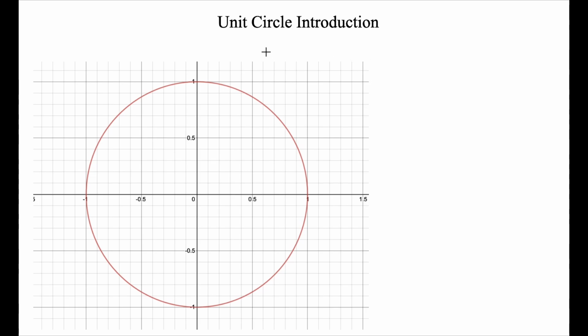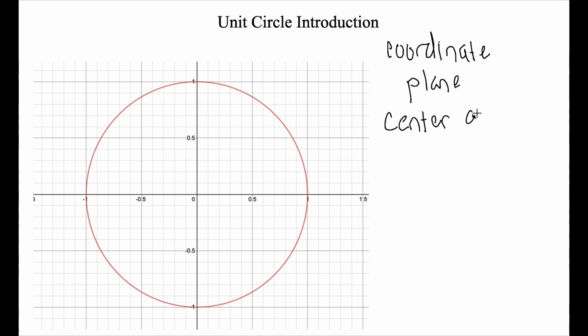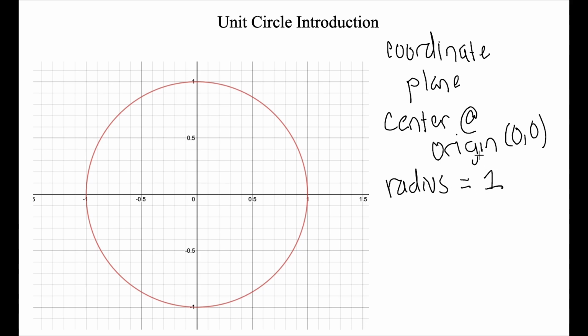Today we're going to have an introduction to the unit circle. So the unit circle is on the coordinate plane, the xy coordinate plane. The center of the unit circle is at the origin. And the radius of the unit circle equals 1. So the unit circle can give us values of sine, cosine, and tangent of various angles depending on where those angles are placed in the unit circle.